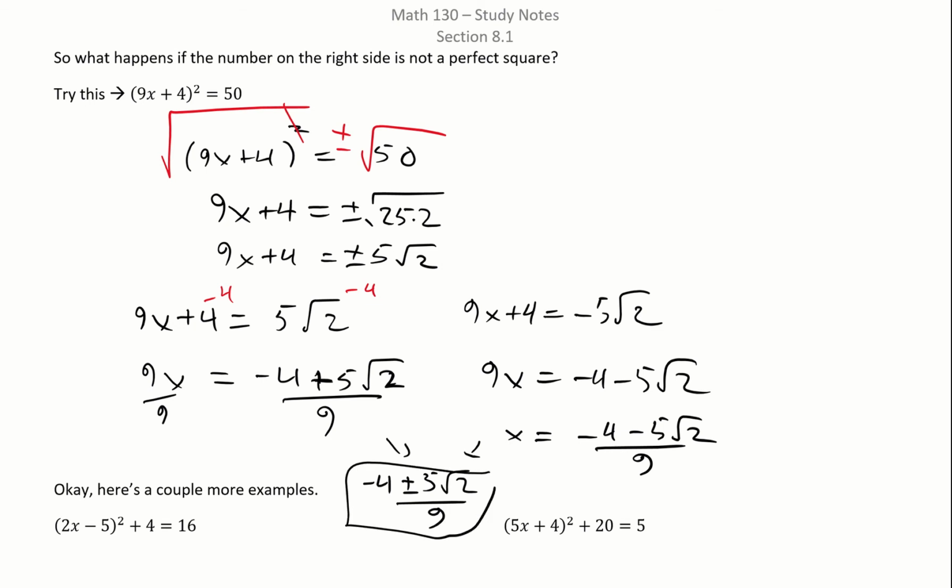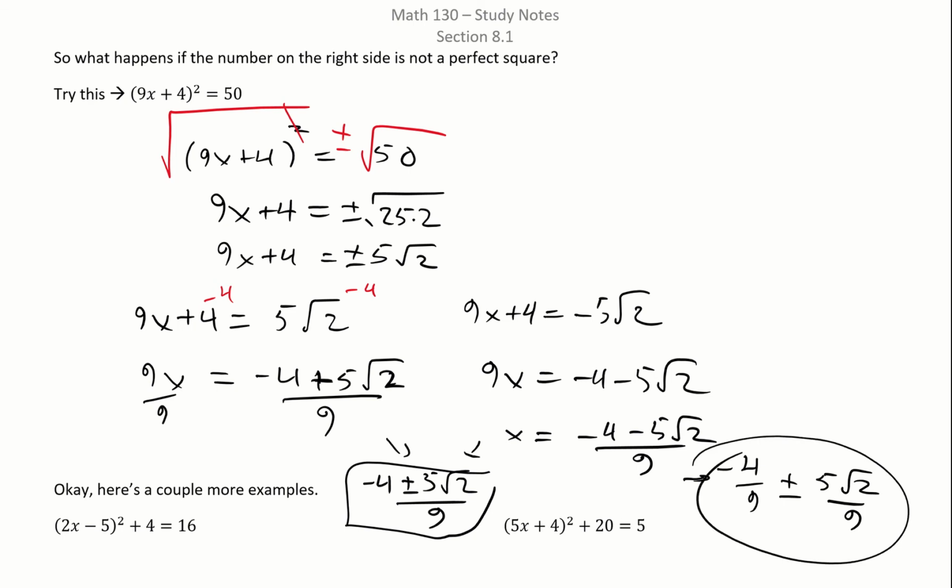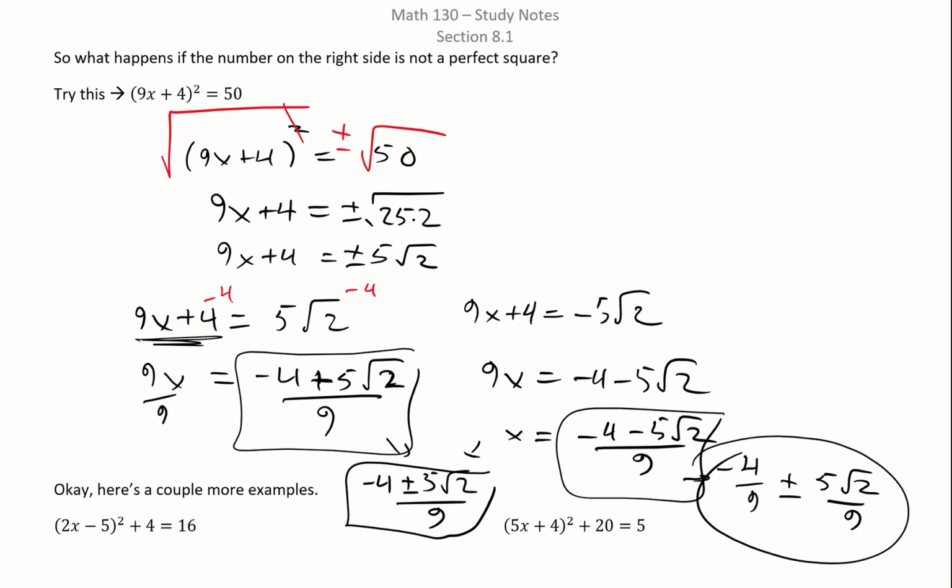Okay. And that's the book's answer. You know Weber? You know what Weber does? He writes it as minus 4 over 9 plus or minus 5 radical 2 over 9, and that's also good. Or you can just box each one up separately, and I'm happy with that too. But what I want you to notice is that when you move these guys over, the 4 ends up in front of the plus or minus, and the 9 goes underneath.